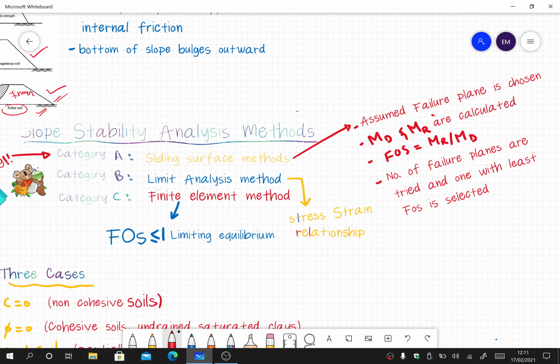The second category is the limit analysis method, which deals with the stress-strain relationship of the material that makes up the slope and the foundation. And category C is the finite element analysis.